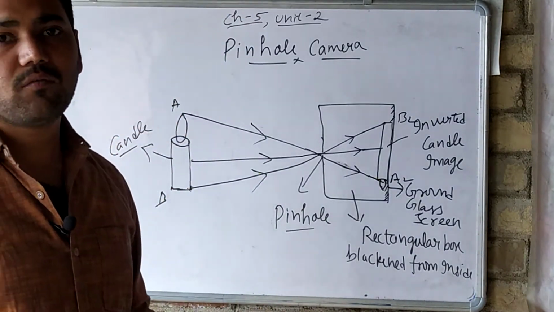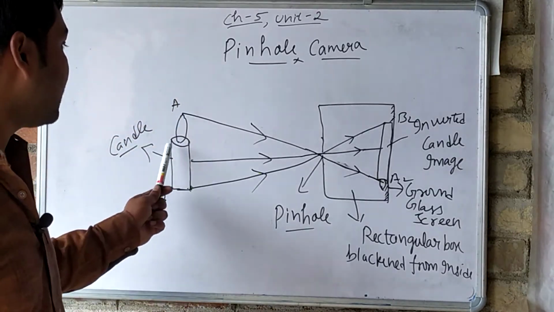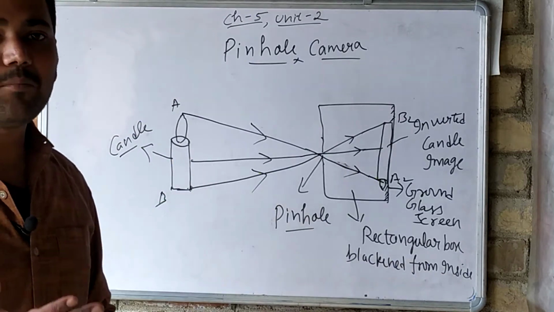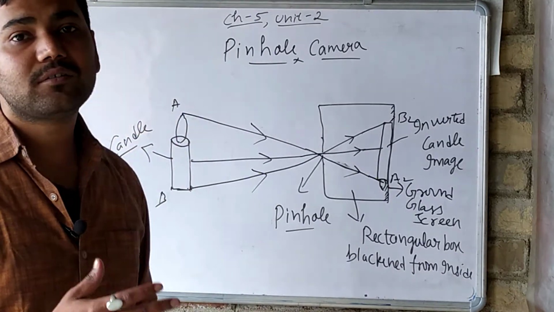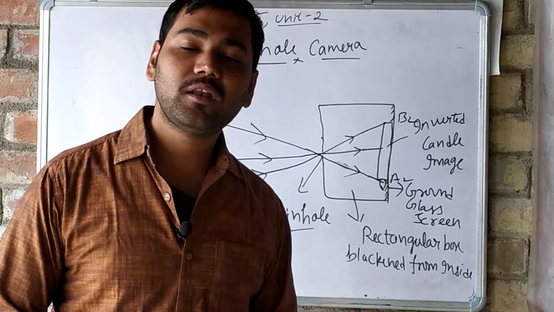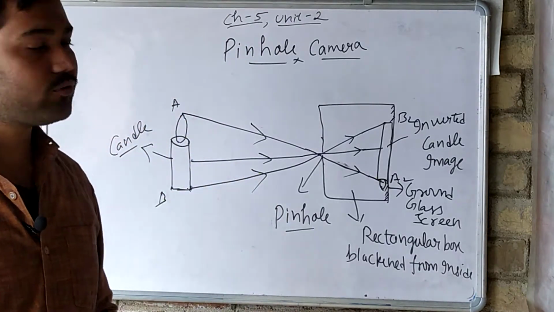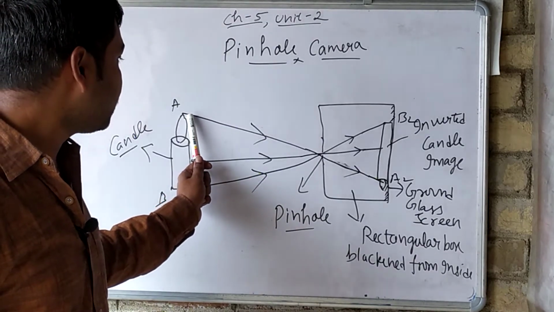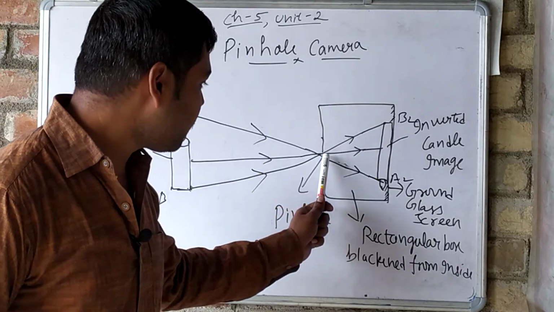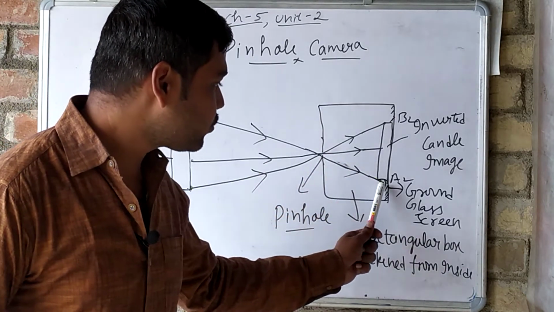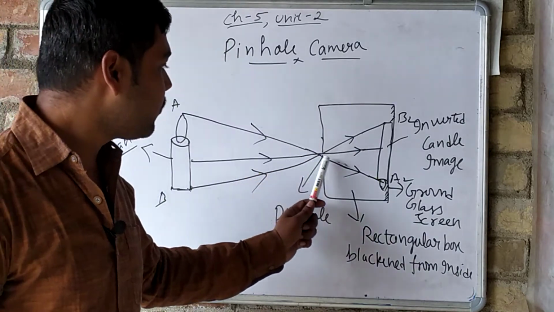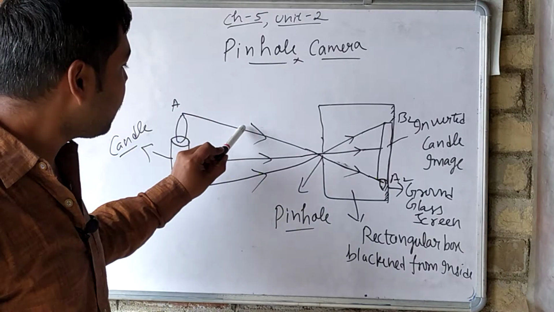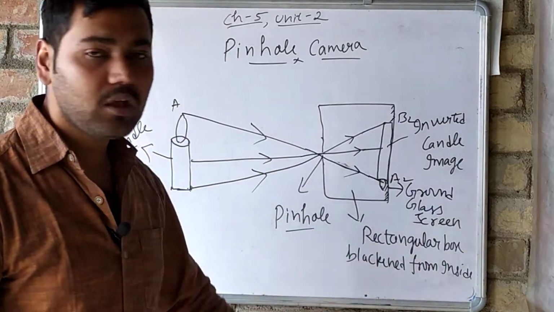Now we will discuss the working. What happens as soon as we light the candle? It will start emitting light. When it emits light, it will follow the rectilinear propagation of light, because light always follows that. The light emerging from the candle falls on the pinhole, passes through it, and strikes the ground glass. The light emitted from here will follow this path and strike the ground glass.